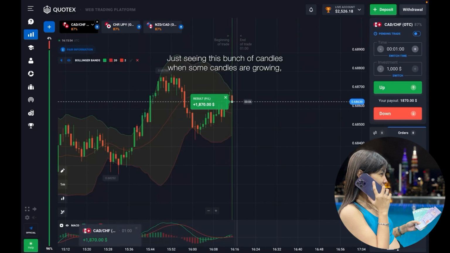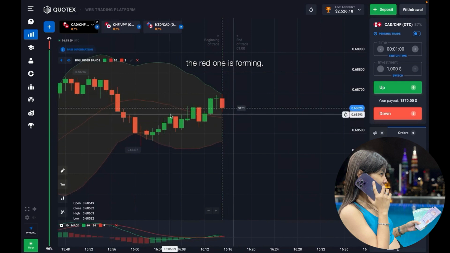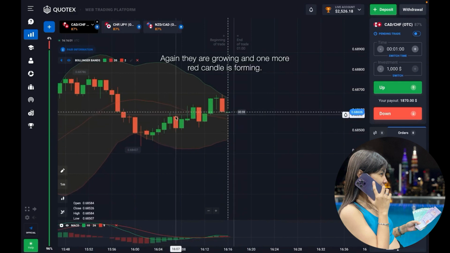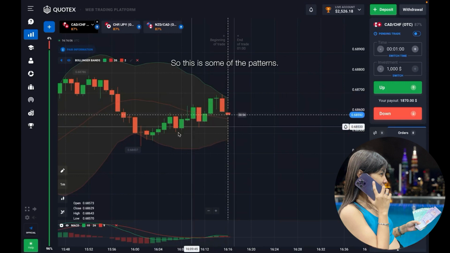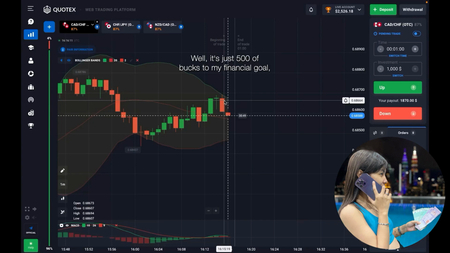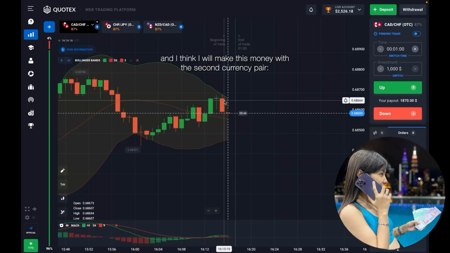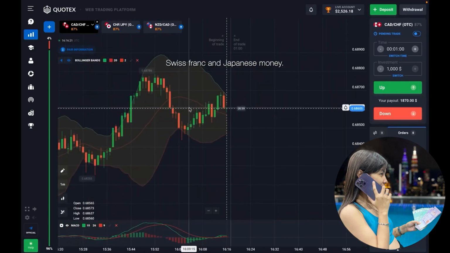And that's perfect. Just seeing this bunch of candles, when some candles are growing and a red one is forming. Again, they are growing and one more red candle is forming. So these are some of the patterns. It's exactly the moment of the price from which I gain my profit. So well, it's just 500 bucks to my financial goal, and I think I will make this money with the second currency pair, Swiss franc and Japanese yen.